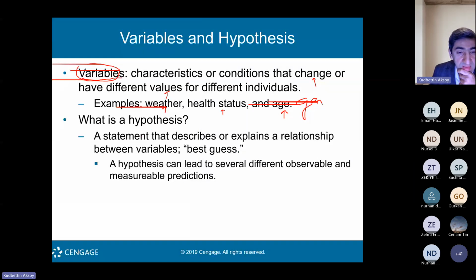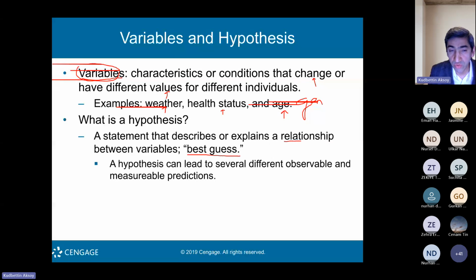A hypothesis is a statement in an affirmative form, and it describes or explains the relation between or among variables. That's what a hypothesis is. There is a research question. A hypothesis is the statement that gives the tentative answer to the research question. It's your best guess.